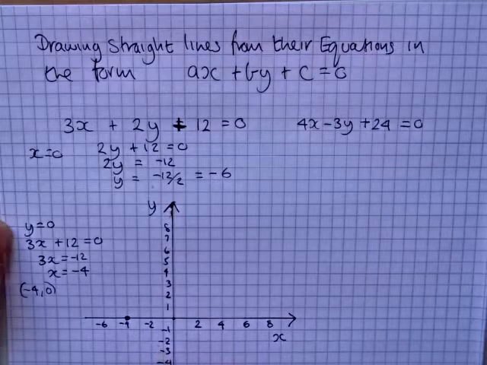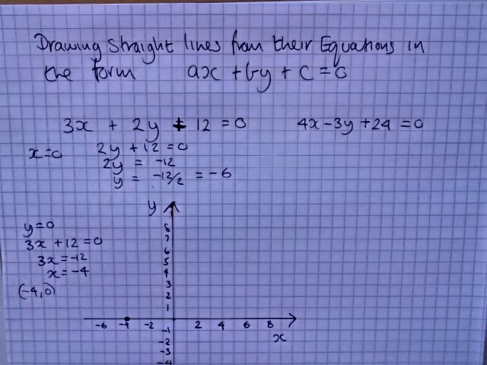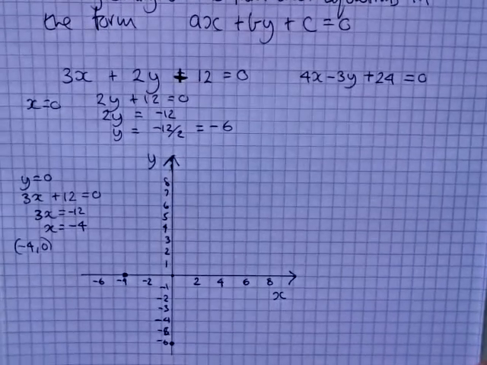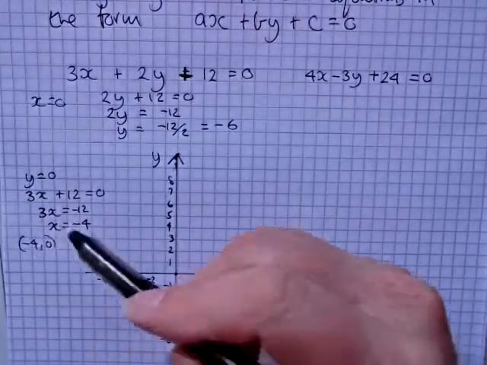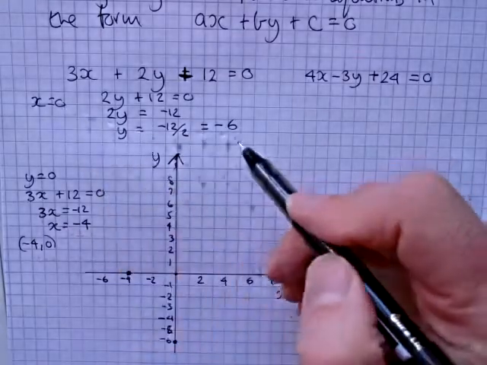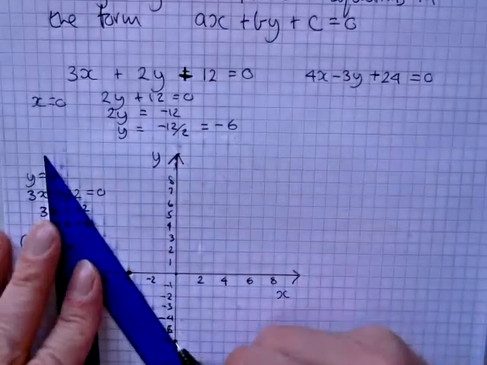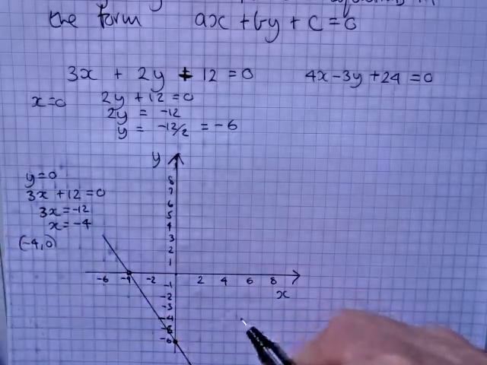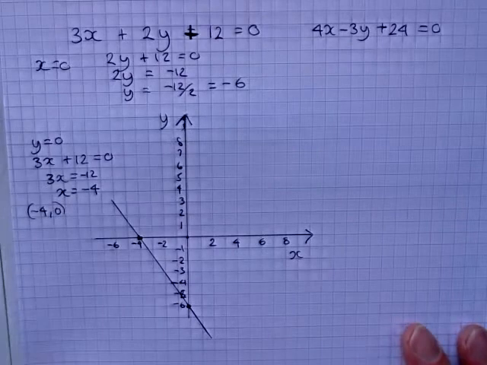So we found where the graph cuts both the axes. Let's go over that again as that was out of shot. I plotted the point minus 4, 0. We previously plotted the point 0, minus 6. So we now simply draw our line through those points. And that's the first example.